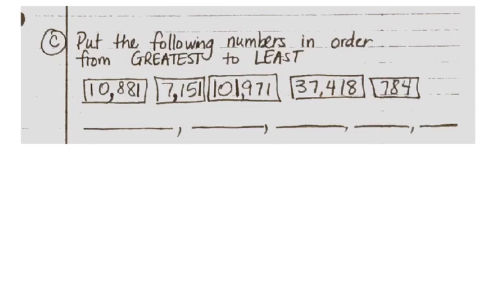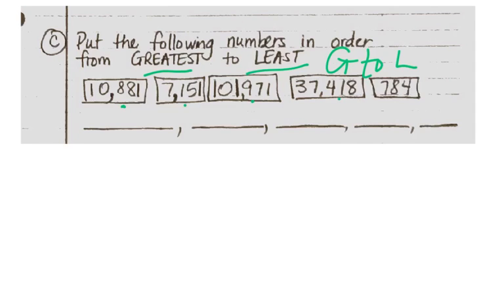All right, in section C, we're actually putting numbers in order from greatest to least. I really need to pay attention to this, greatest to least. And I like to write G to L because that just reminds myself, oh yeah, my smallest number is going to go last. I'm looking and I have 10,881, 7,151, 101,971, 37,418, and finally 784.